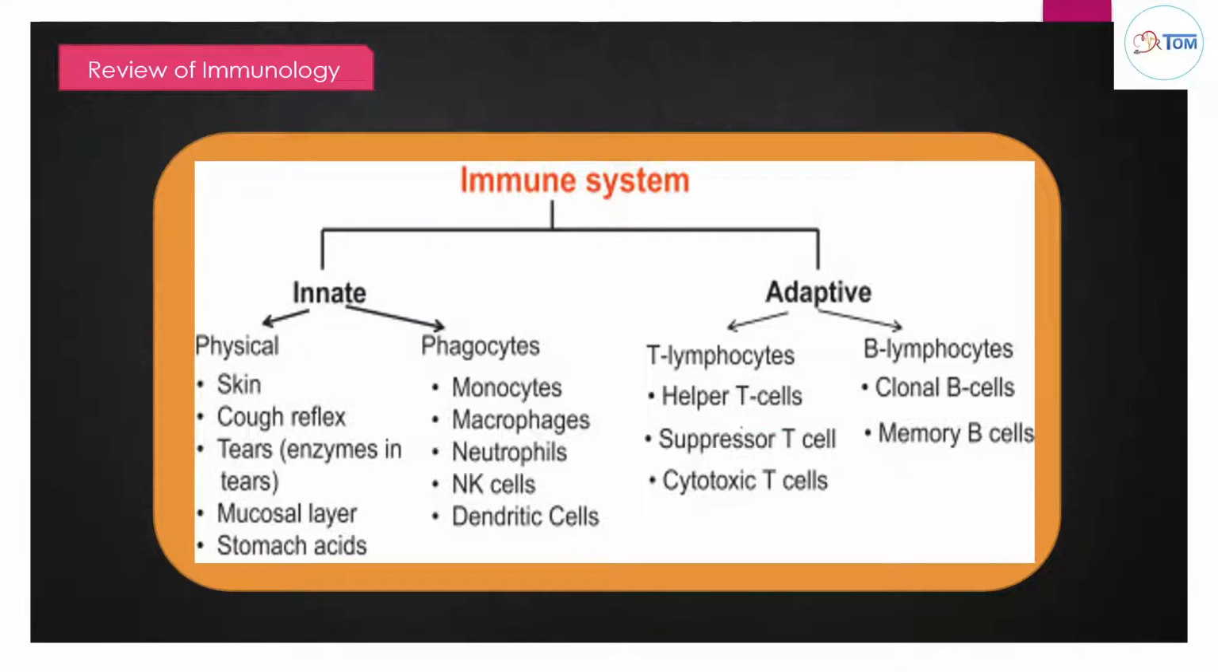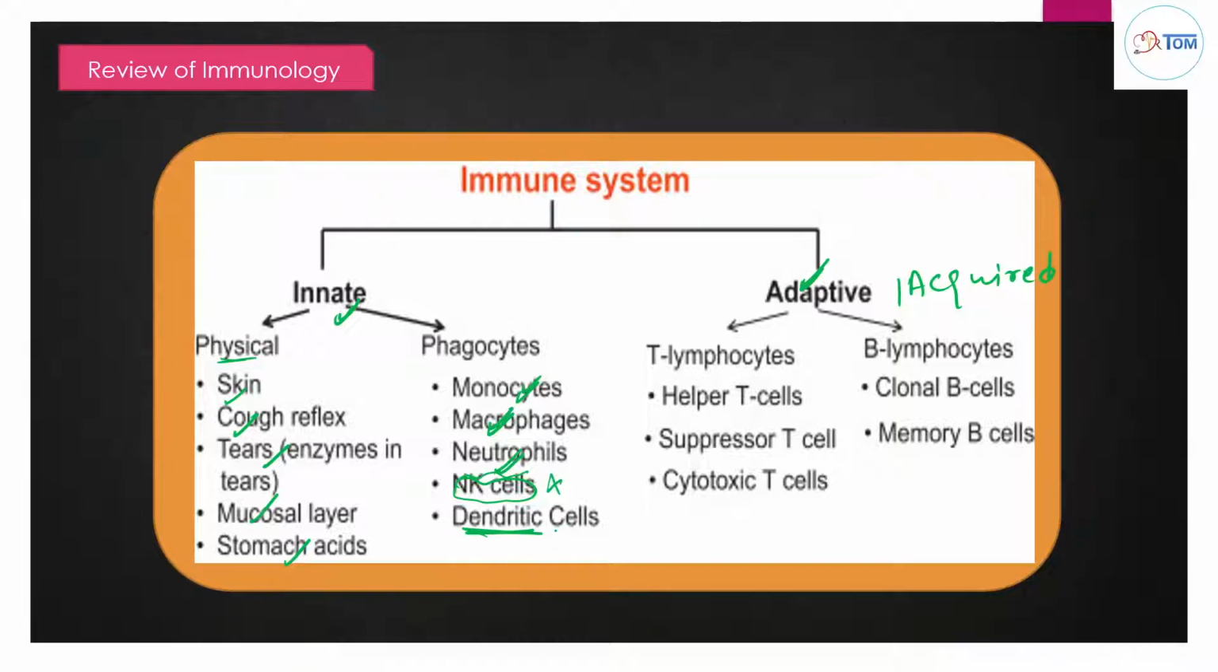So last but not least, we have the immune system with two branches, innate and acquired. In the innate, we have the barriers. We have physical barriers: skin, cough reflex, tears, mucosal layer, stomach acids, which we have talked about. Among the phagocytic cells, macrophages, monocytes, and neutrophils are phagocytic. Natural killer cells are actually not phagocytic, but there is an importance of natural killer cells in the body. Dendritic cells are a kind of macrophage, hence they are phagocytic.